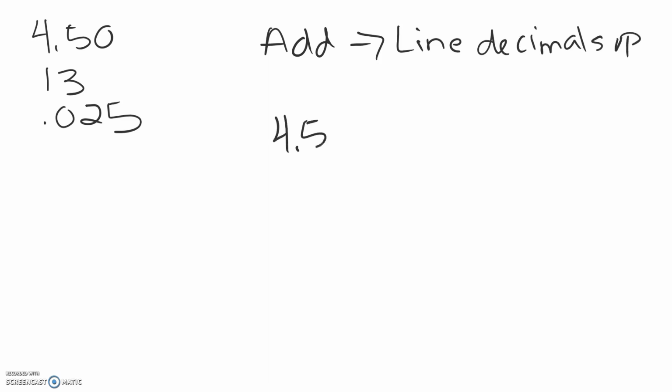I'll rewrite this, 4.50. 13 is a whole number, which means its decimal is at the end. So 13 point, and I'm going to give it zeros just to match so they're all the same length. And then 0.025, okay? And that pushed the end out a little bit further, so I'm going to add zeros up here just so we have something in every column. Okay, then I'm going to add these numbers up.